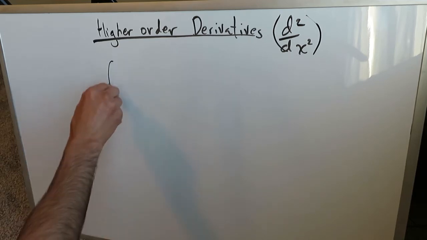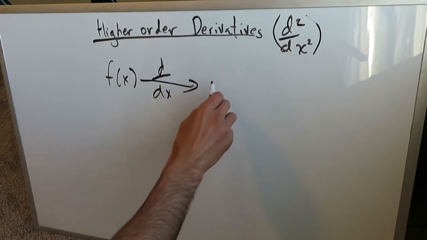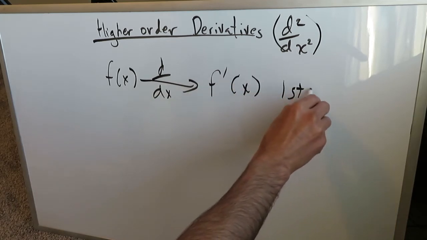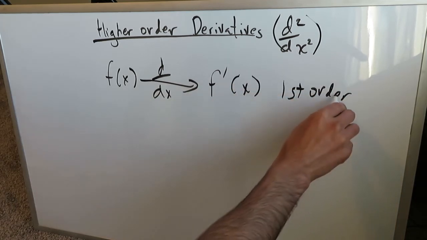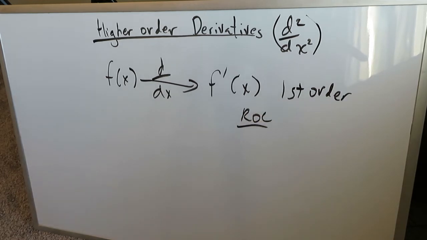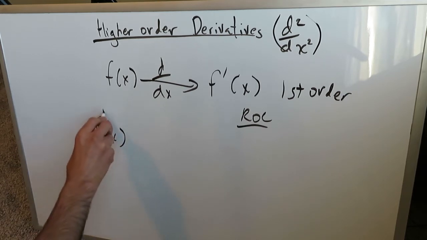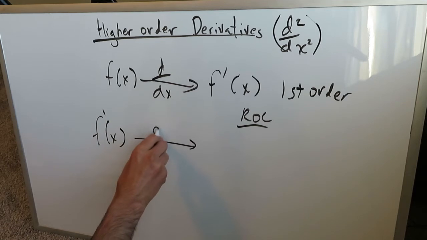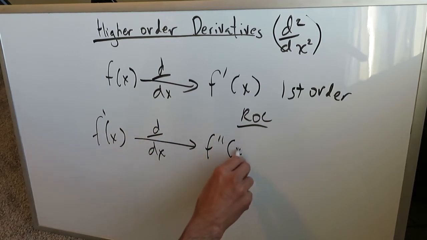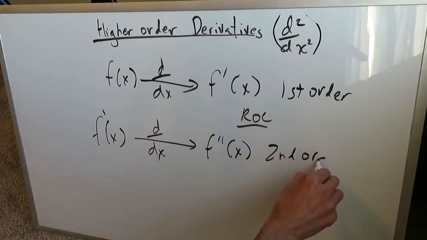So if we started with a function, up till now we've done a derivative on this original function and obtained this answer over here. This right here is first order because we've done a derivative once. So what we've obtained is a rate of change, ROC. If we take this answer, which we've obtained from the original function, and now we do another derivative on this, we end up with a derivative on top of our derivative. Now we're talking about second order derivatives.